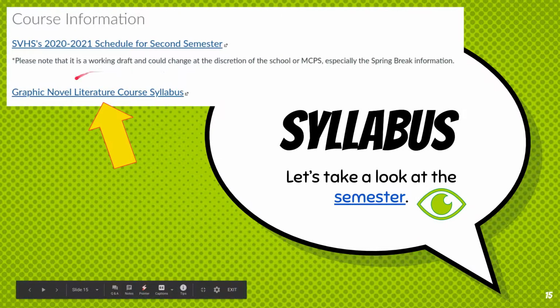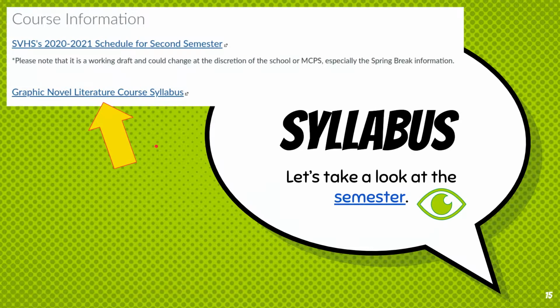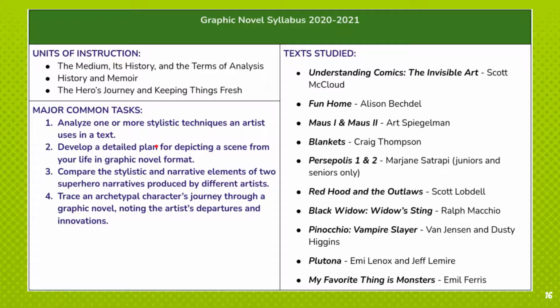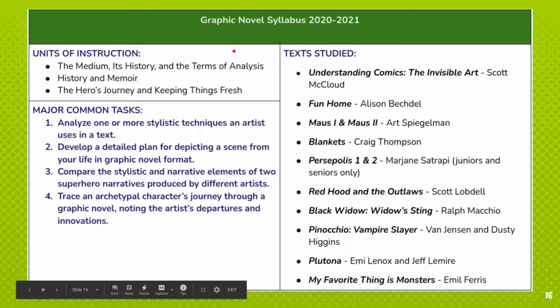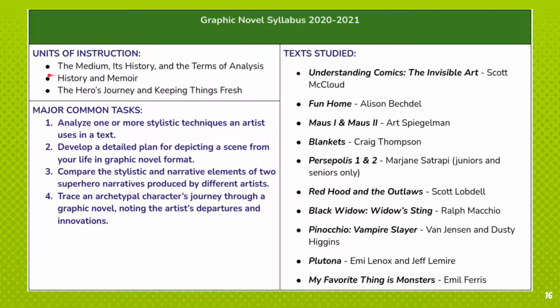Okay, let's take a look at the syllabus, still in that course information tab. If you click on the syllabus, the first thing that I go over at the very top is the units of instruction. So the first thing that we'll be working on is called the medium, its history, and the terms of analysis. The medium is comic books and graphic novels. What is the history behind them? And then what words, vocabulary, etc. do we need in order to properly analyze and discuss graphic novels?